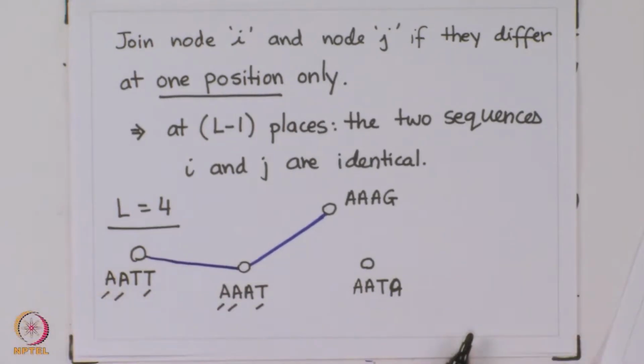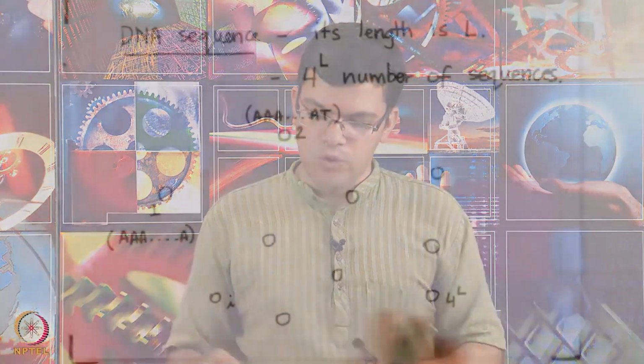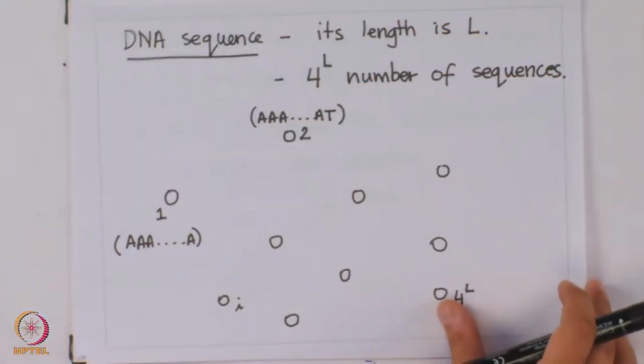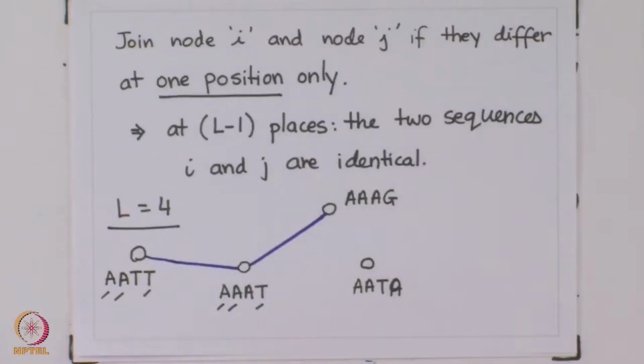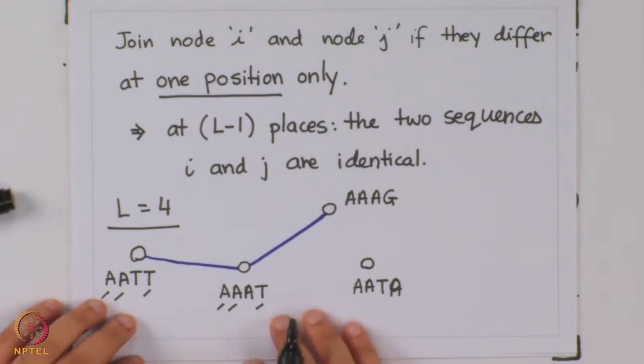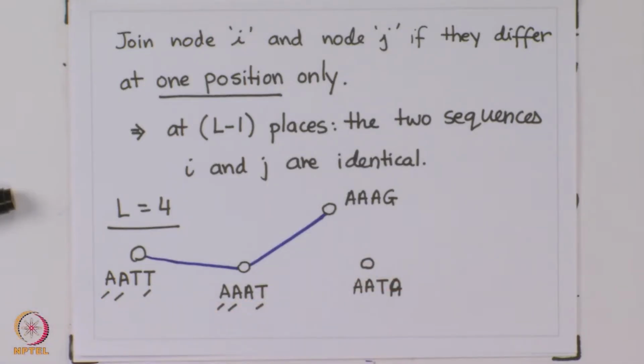You keep building that for all 4 to the power L nodes that you have in the original scenario that we started with. And if L is the genome of an organism, we are talking of very large number of nodes. Right? So, again we connect two nodes if they only differ by one nucleotide position. What is the significance of connecting them if they only differ by one nucleotide position? We want to do that because via this linkage, this gives us an idea about how a sequence might jump from one particular sequence to another particular sequence.